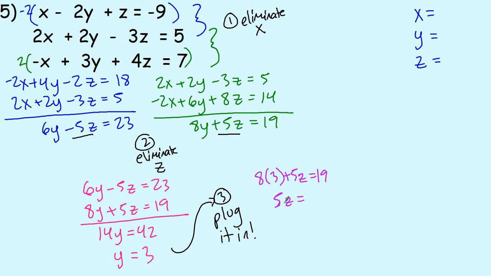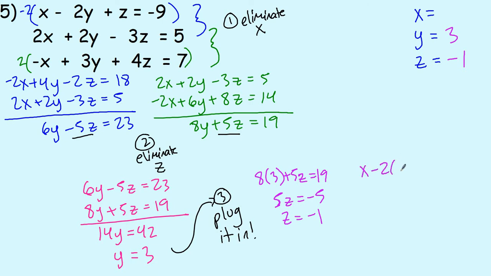So what is that? That looks awful. So what is that? 19 minus 24. So it's -5. So z is -1. Oh, so we don't lose track. 3, -1. Plug in that into the first one.